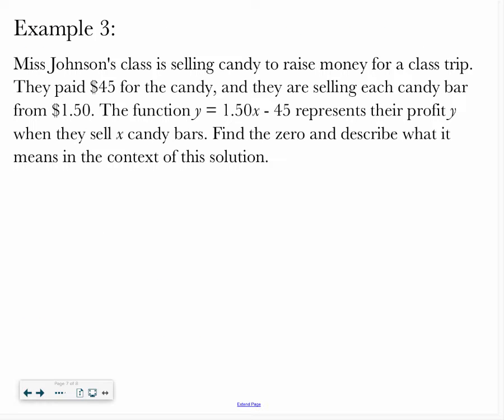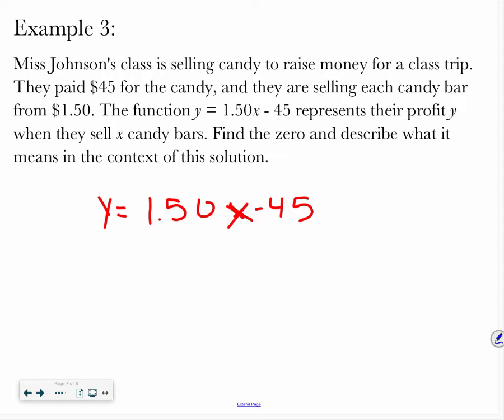Alright, our last example for the day. Miss Johnson's class is selling candy to raise money for a class trip. They paid $45 for the candy, and they are selling each candy bar for $1.50. The function y equals 1.50x minus 45 represents their profit y when they sell x candy bars. Find the zero and describe what it means for the context of the situation.